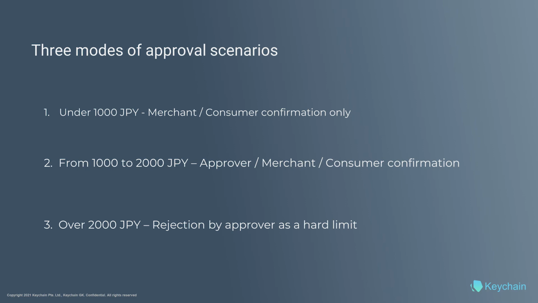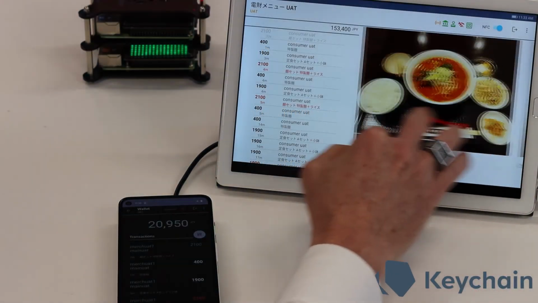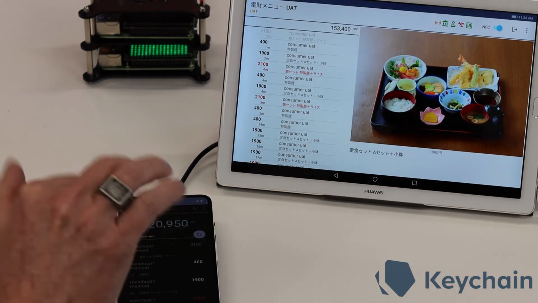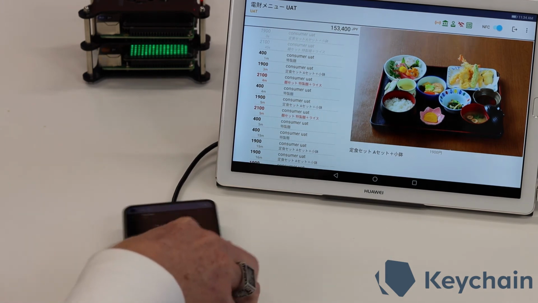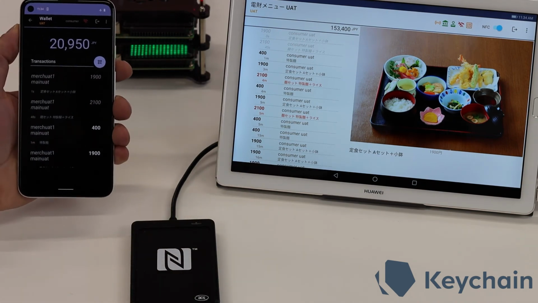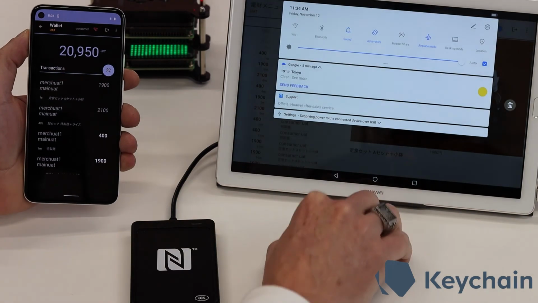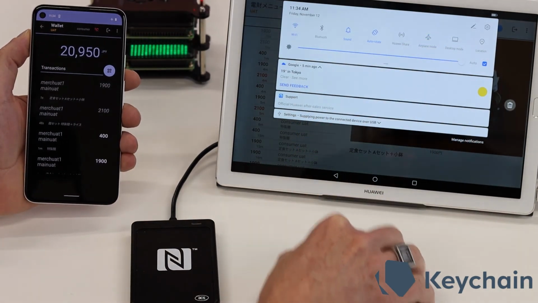We notice that the 2,100 yen transaction remains in a pending state. It's in a pending state because for transactions over 1,000 yen, we've configured the system so that we require not only two devices to finalize the transaction, but we also require the signature of the approval device. And because we have no connectivity to it, we do not have the approval necessary to finalize the transaction. Likewise, the 1,900 yen transaction is also in a pending state. It's recorded by the consumer and the merchant devices, but they're still waiting for approval by the approver.